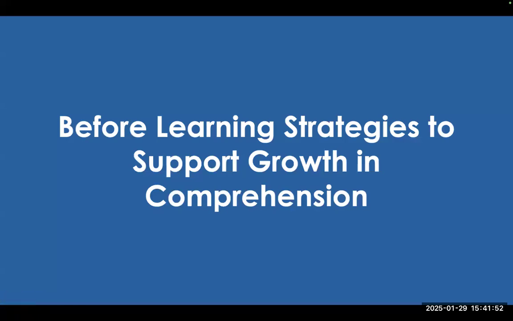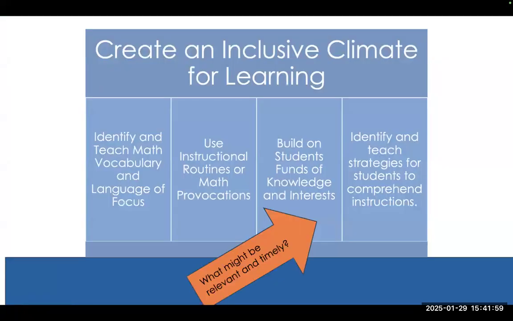So if we explore learning strategies to support growth and comprehension in the very beginning of a lesson, we can look at creating an inclusive climate for learning. This is sort of setting up the classroom to get engaged in the learning, where we identify and teach math vocabulary and language of focus. We can use instructional routines or math provocations to access that prior knowledge or to get students building upon thinking that we've explored in previous sessions together.